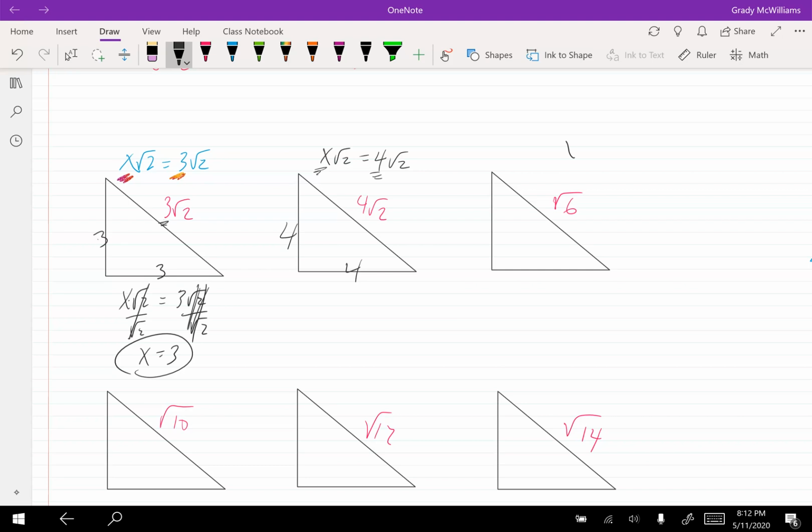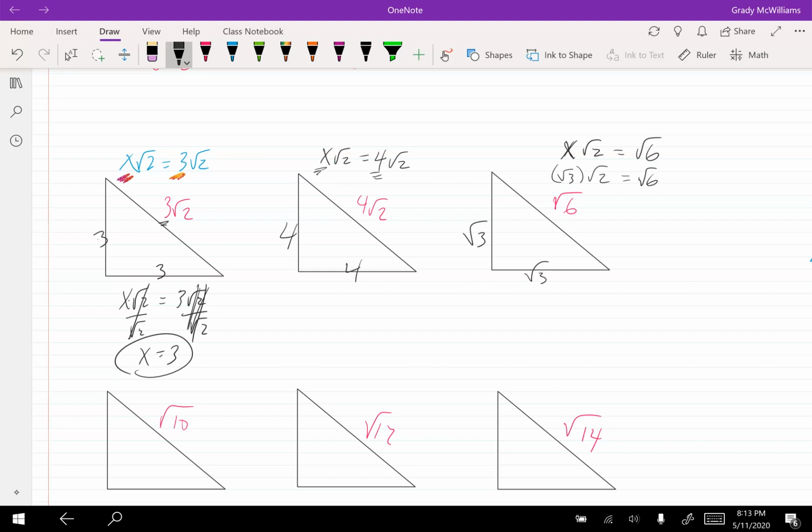Think about it again. Whatever the leg is, times the square root of 2 is the hypotenuse. And the hypotenuse ends up being this. So if you remember the rules we talked about earlier, something times the square root of 2 that makes the square root of 6, you can just think about it. What times the square root of 2 would make square root of 6? It has to be a square root of 3.